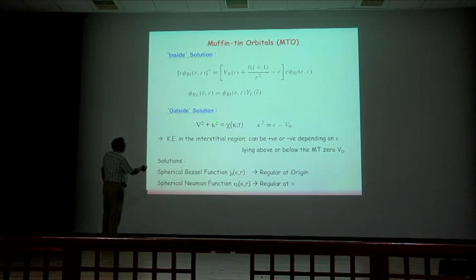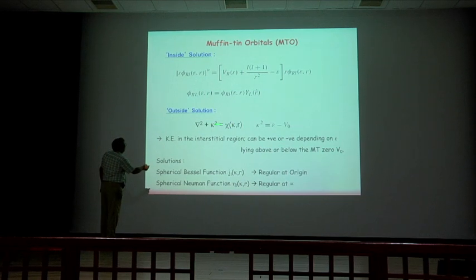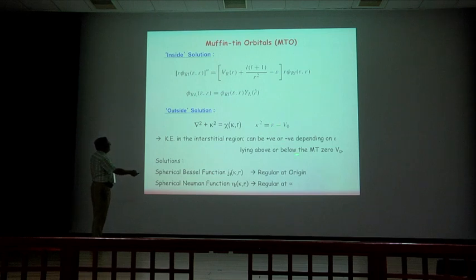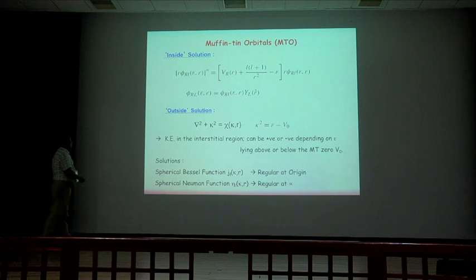Okay? I think I have written it. Anyway, the kinetic energy in the interstitial region is this kappa square. If epsilon is greater than 0, it is positive. If epsilon is less than 0, it is negative. So it is positive or negative depending on epsilon lying above or below the muffin tin zero.